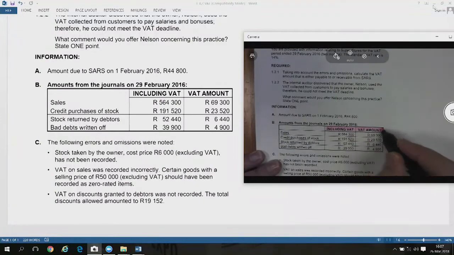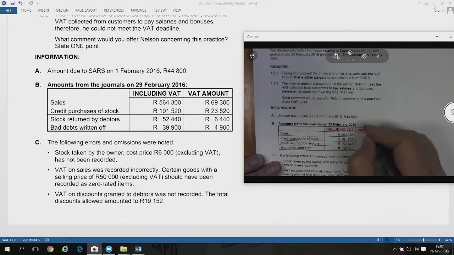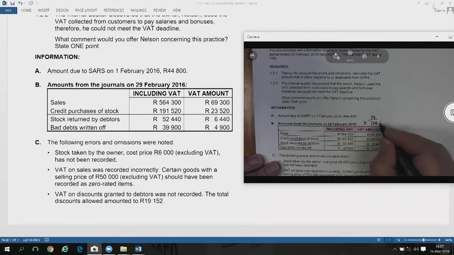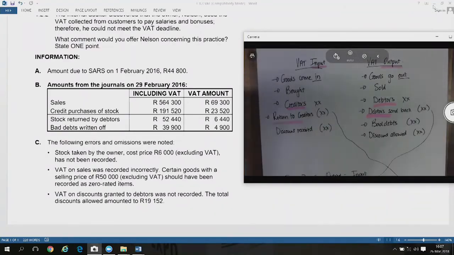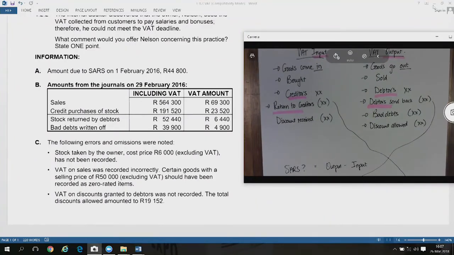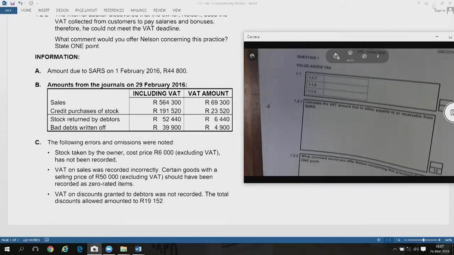The VAT amounts were already calculated for us. Remember, if they give you including of VAT, and they gave you the VAT amount, sometimes they can put question marks there. You take that amount and you times it by 14 over 114, because that equals your VAT amount if the included VAT amount was given to you. Amount due to SARS on the 1st of February 2016 was 44,800. That I'm going to use later.